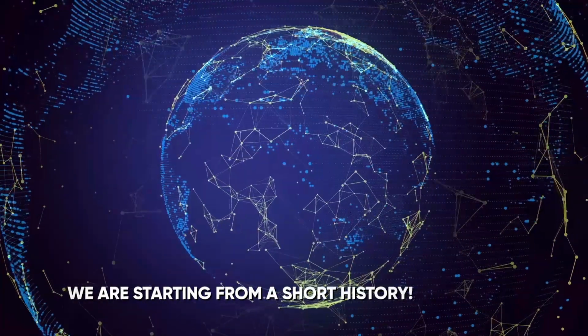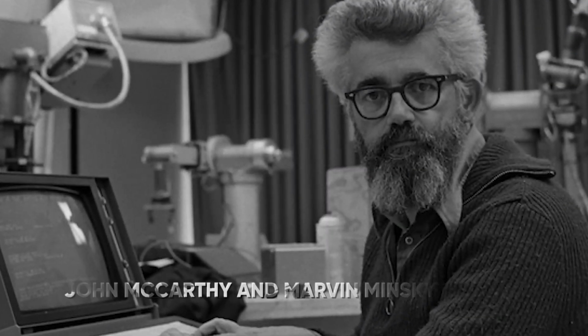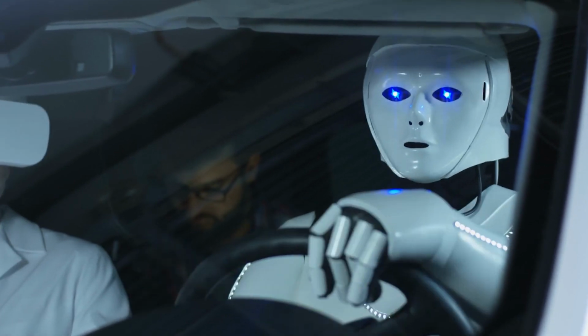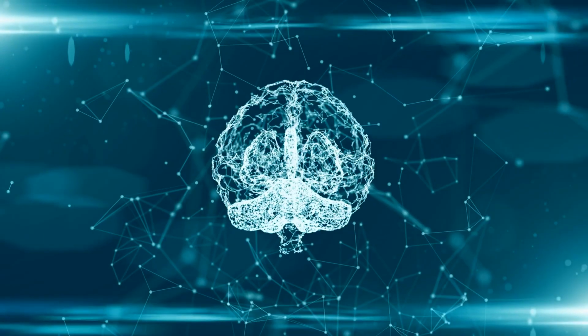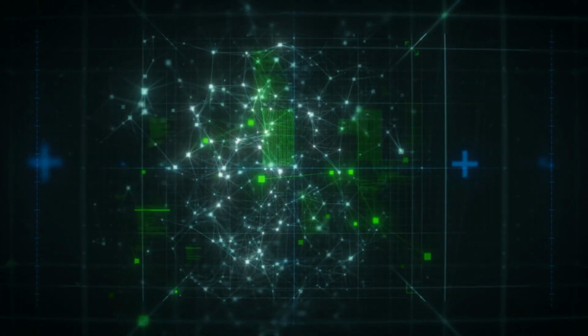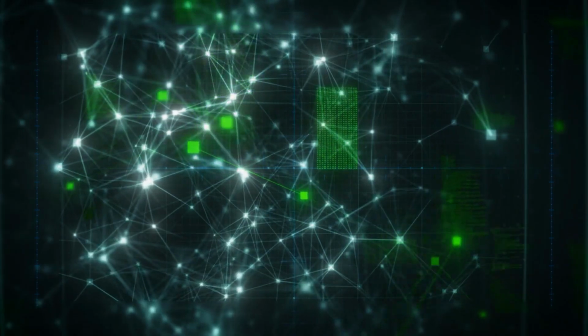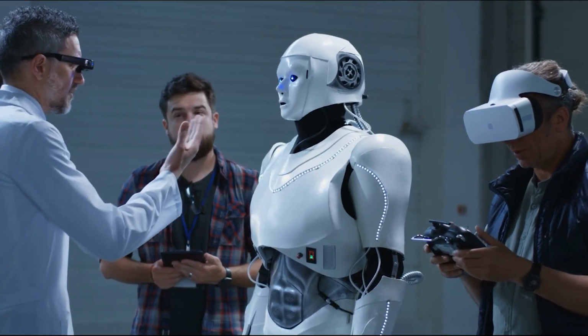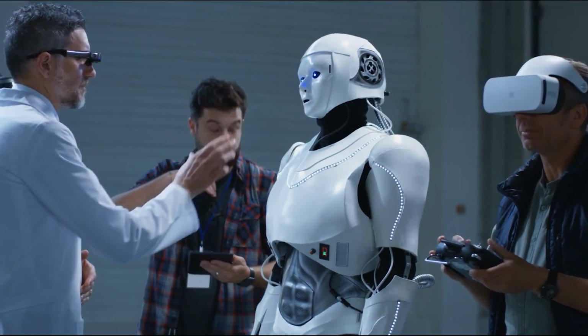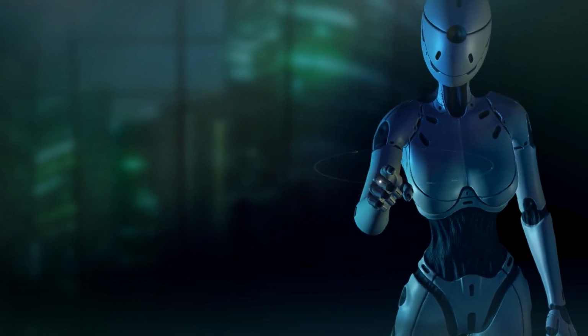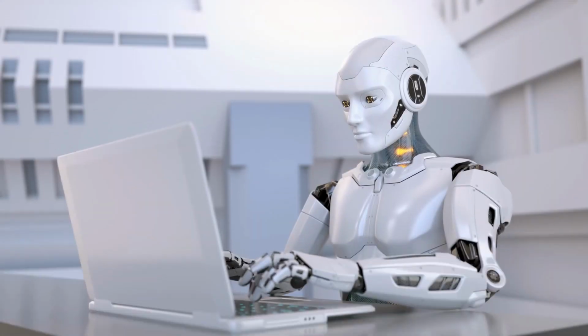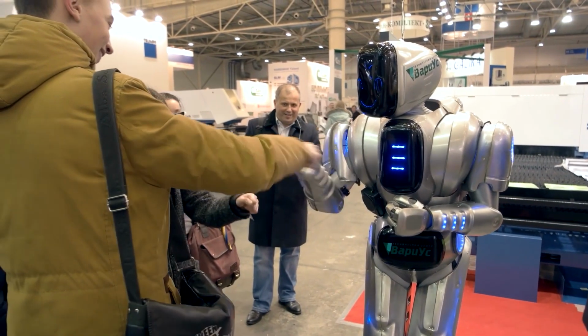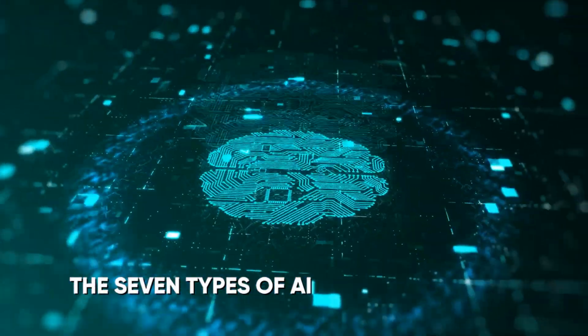We're starting with a short history. In 1956, John McCarthy and Marvin Minsky, who coined the term AI, described it as a task performed by a program or machine that, were a human to do the same task, would require intelligence to complete. The definition has advanced somewhat in the past 65 years. Still, generally, all AI systems include the following behavior we associate with human intelligence: planning, learning, reasoning, knowledge representation, problem-solving, manipulation, and creativity. Let's now dive into the 7 types of AI here.